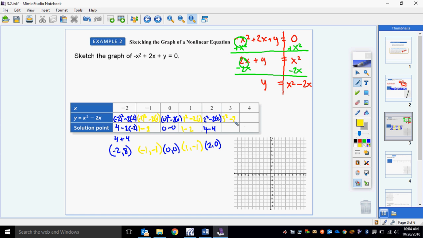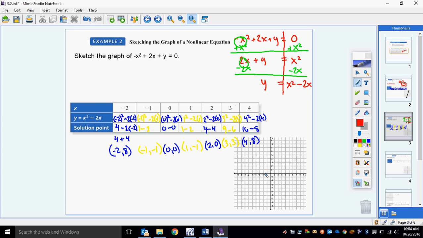Three squared is 9, minus 2 times 3, so minus 6. So when I plugged in 3, I got out 3. And the last one is 4. 4 squared is 16. Minus 2 times 4, so minus 8. When I plugged in 4, I got 8. Okay, I'm ready to plot my solution points. On WebAssign, you will have to fill in charts like this, and you will need to graph.